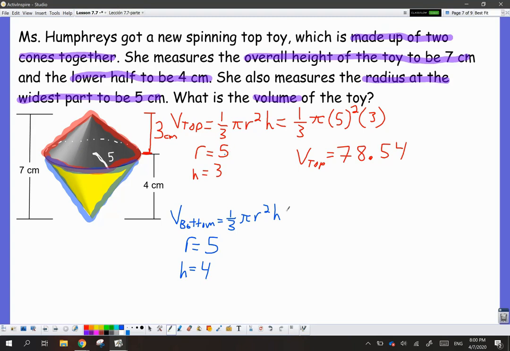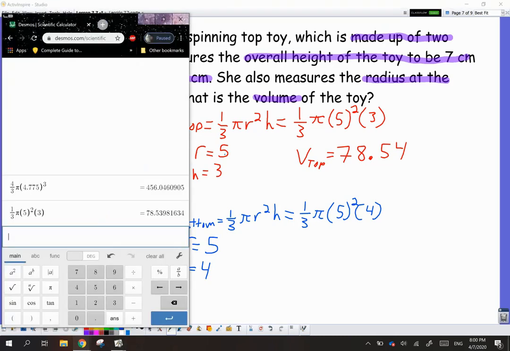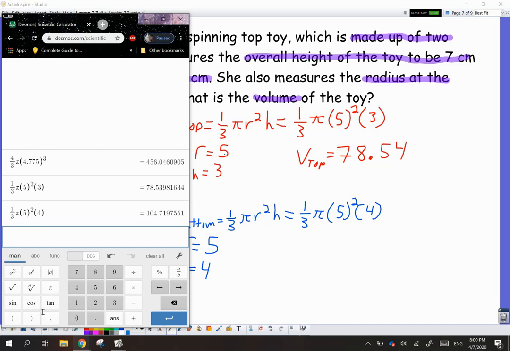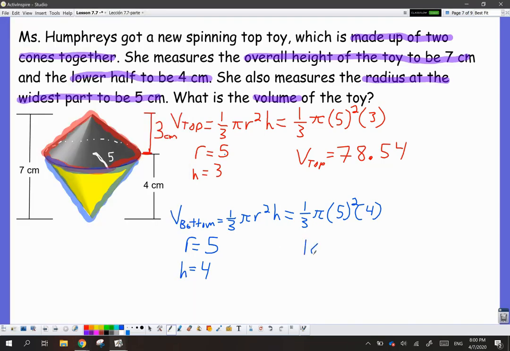All right, so now that we know that, let's plug it into our formula. We have 1 over 3 times pi times radius squared times height, which is 4. Now we can plug this into our calculator. We have 1 divided by 3. I move the cursor. Times pi times 5 squared times 4. I press enter. That gives me 104.72. And that's going to be the volume of the bottom.